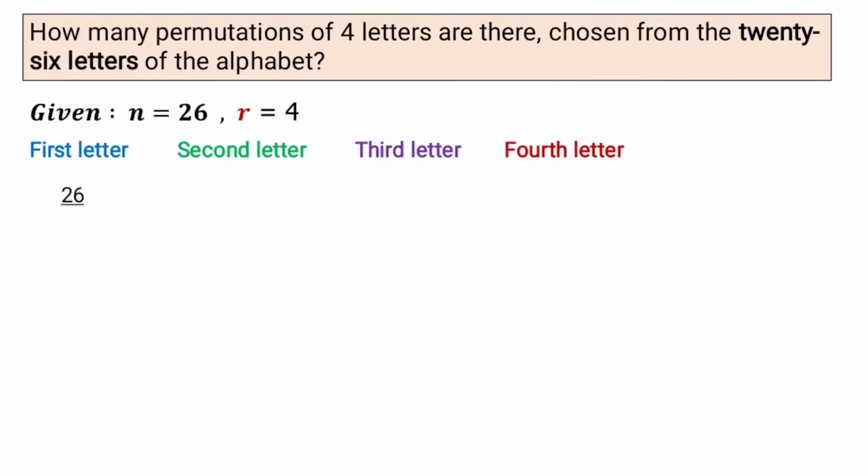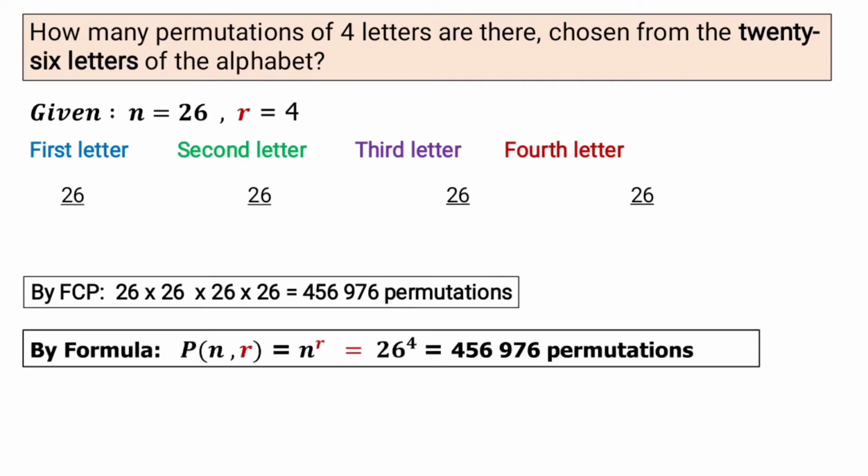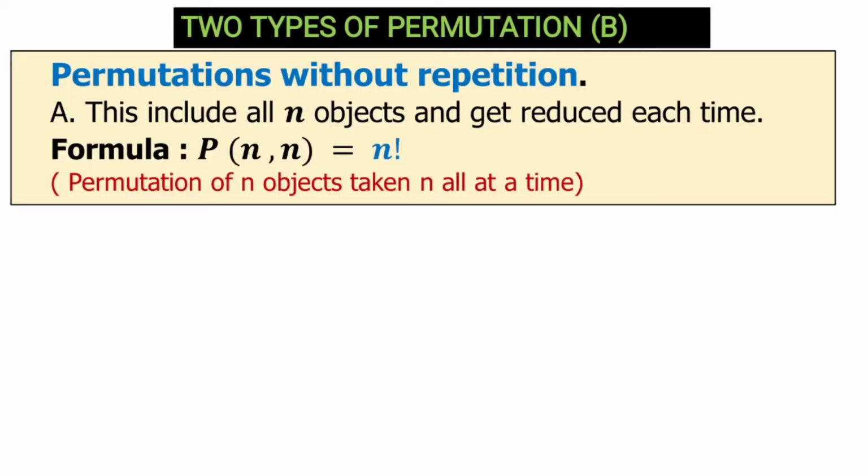First up to the 4th letter, 26 ang magiging choices natin because repetition is allowed. By fundamental counting principle, we can write this as 26 times 26 times 26 times 26 that is equal to 456,976 permutations. Kung ang P quantity NR naman ang gagamitin natin, we can have N raised to R is equal to 26 raised to 4 with a product of 456,976 permutations.